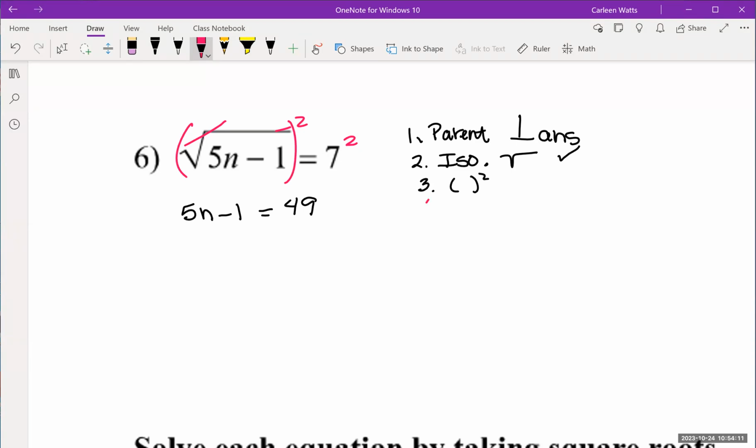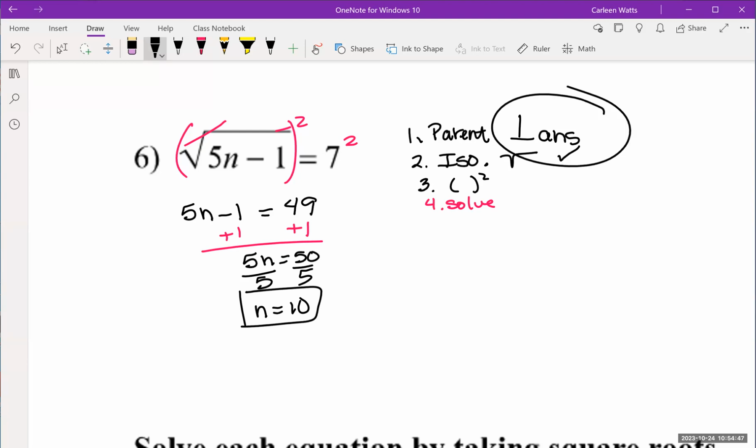Okay, now we're going to solve. Who moves next? Okay, we're going to add 1. 5n is equal to 50. And the last step is divide. N is equal to 10.